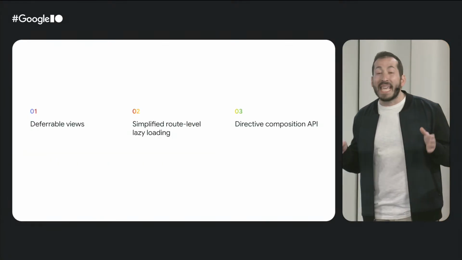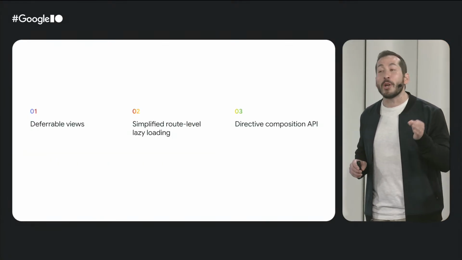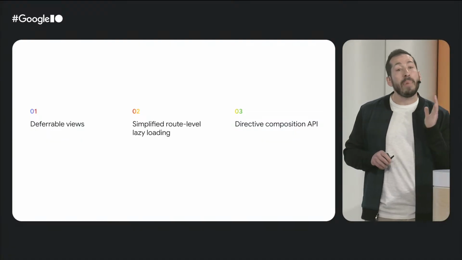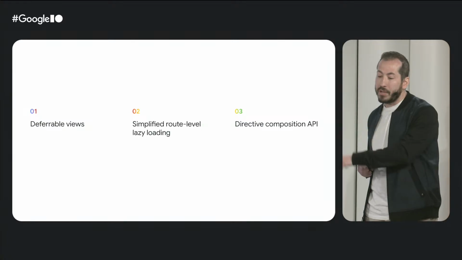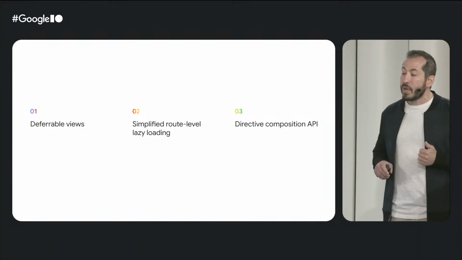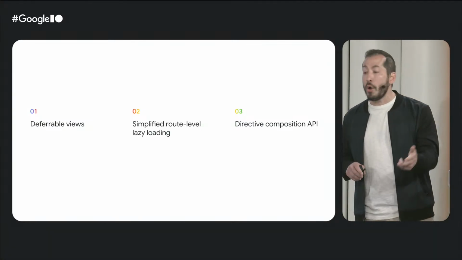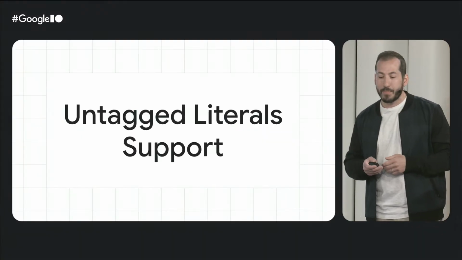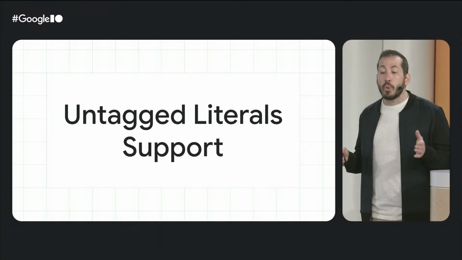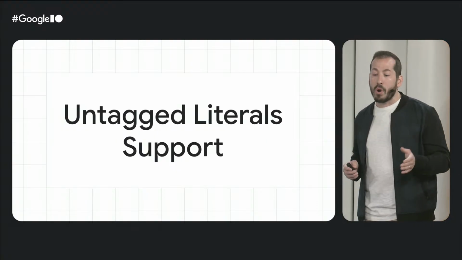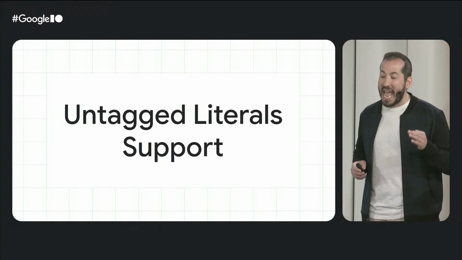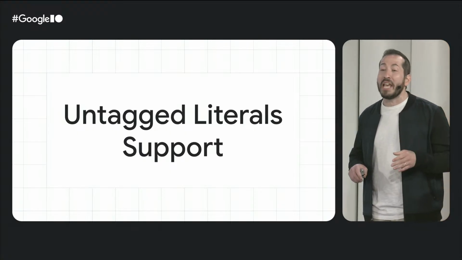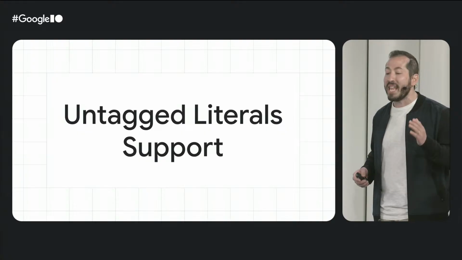In addition to making it easier to learn Angular and manage projects, standalone components have paved the way for several new features, like deferrable views, simplified route-level lazy loading, as well as the directive composition API. In V19.2, we also introduced support for untagged literals in Angular templates, so you can take advantage of string interpolation with literal expression right in your templates.